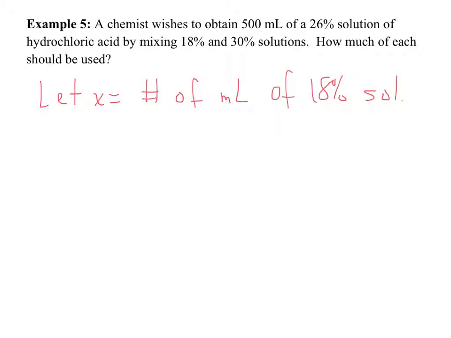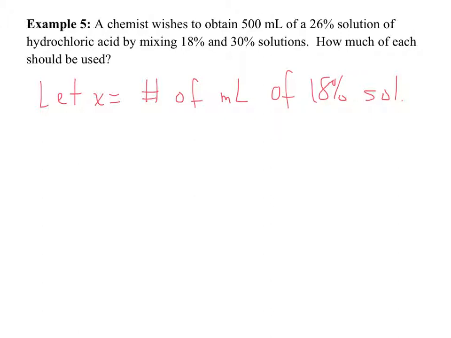Now, if I get the answer for x is 200, hypothetically, what does that tell me about my values of the 18% and 30% solutions? What would they be if x came out to be 200? It'd be 200 milliliters for the 18%, and 300 milliliters for the other. Again, if I get 200 for the 18%, the other 300, totaling up to 500 milliliters, would give us the final solution.